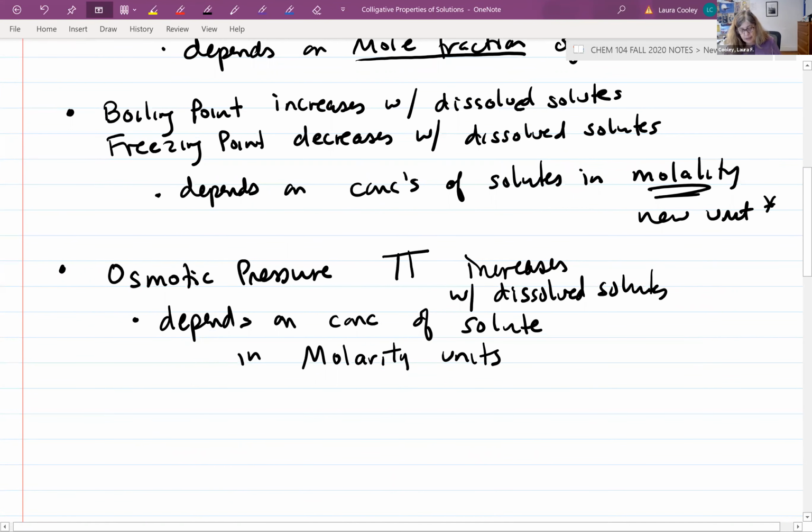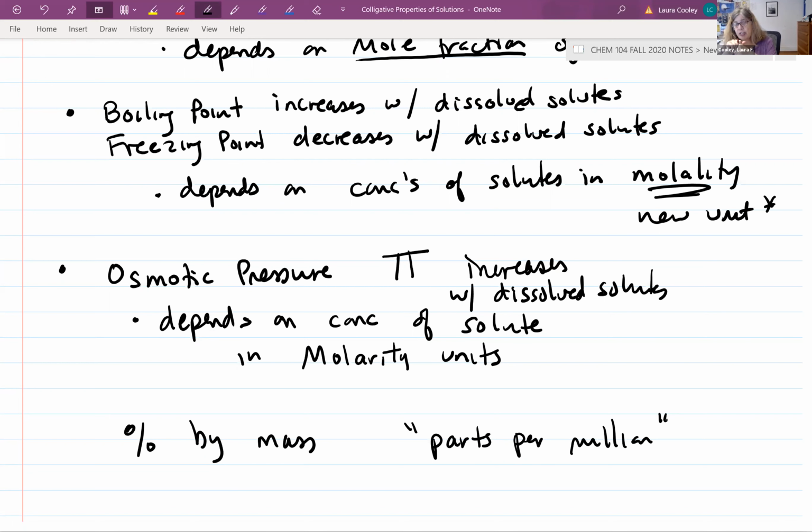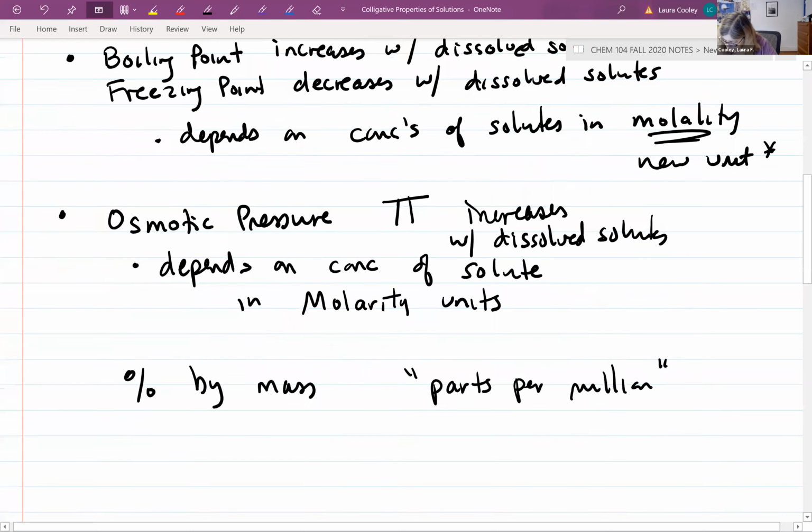We're also familiar with things like percent by mass. That is another important concentration unit. And I'd like to mention parts per million, which is a unit that's often used in environmental labs when they have very low concentrations. It would be 0.00000 something in terms of percent, but maybe it would be 15 parts per million. So I'll talk about that a little bit too.